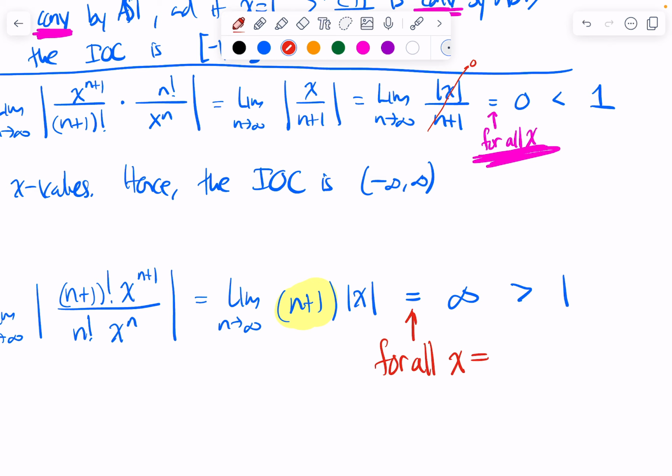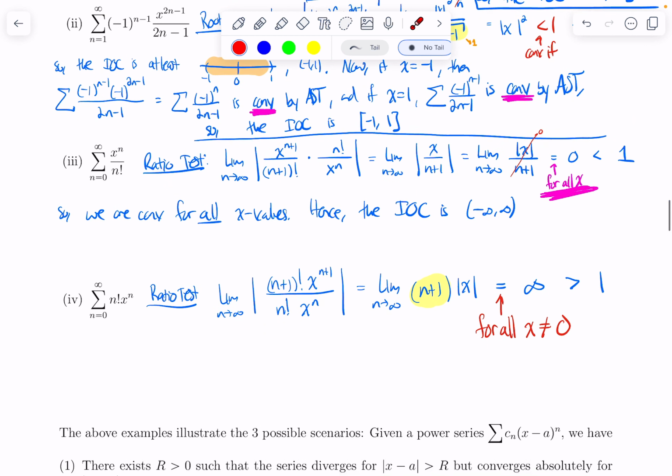x which isn't 0. If this x is a 0, then that kills every single one of these terms every single time. So this limit will become a 0, which is less than 1, as we saw. So what that actually means here is that when x equals 0, we are convergent, but we diverge otherwise.